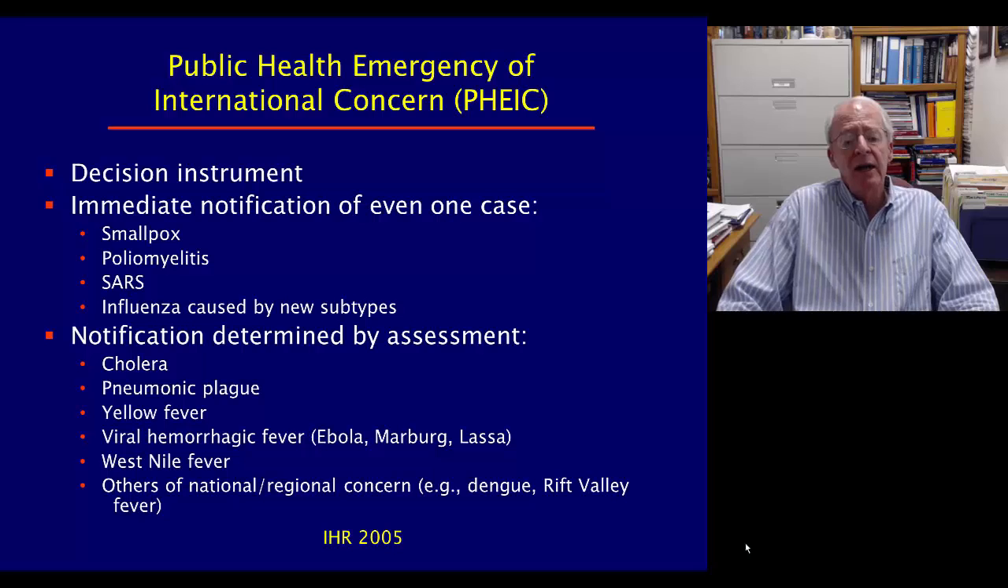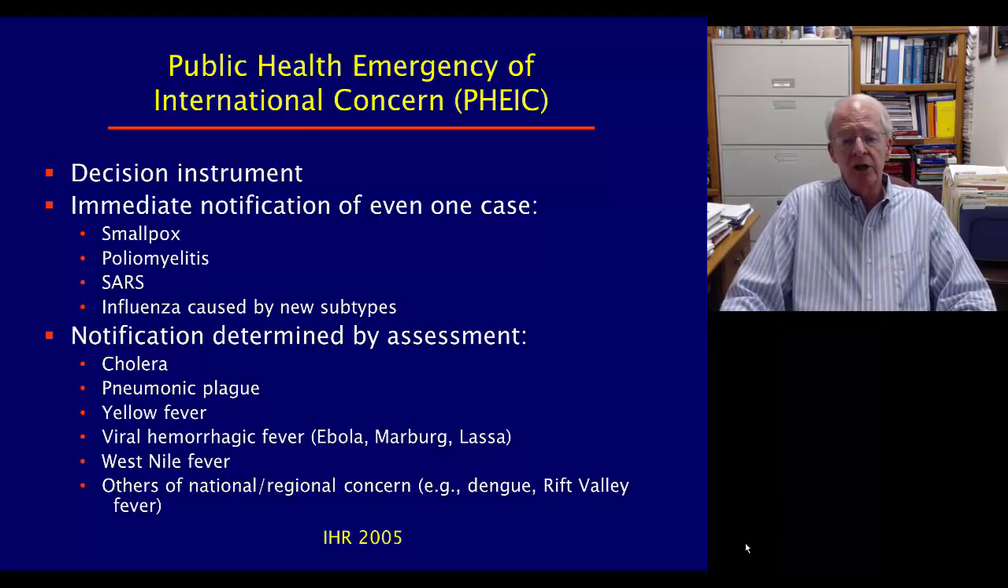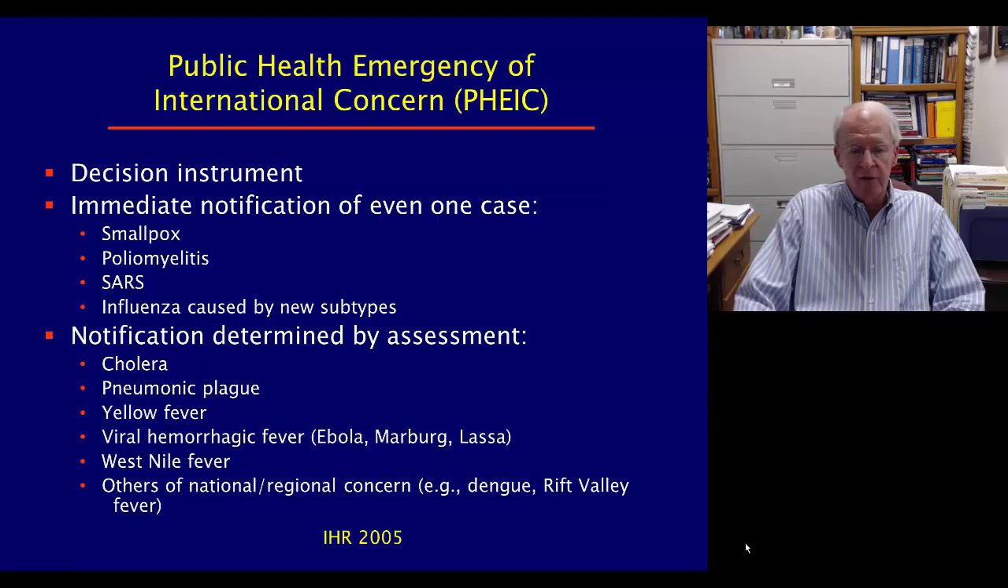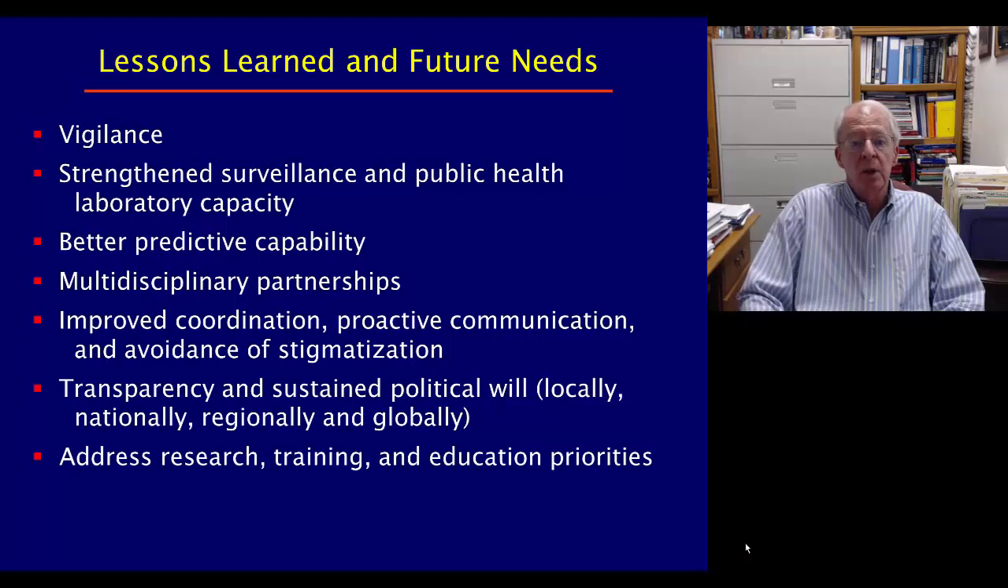And it provides guidance for the need for notification for a number of other diseases, including cholera, pneumonic plague, yellow fever, viral hemorrhagic fevers, including Ebola, Marburg, and Lassa fever, and others, West Nile fever, and other diseases of potential national or regional concern, such as dengue or Rift Valley fever virus infection.